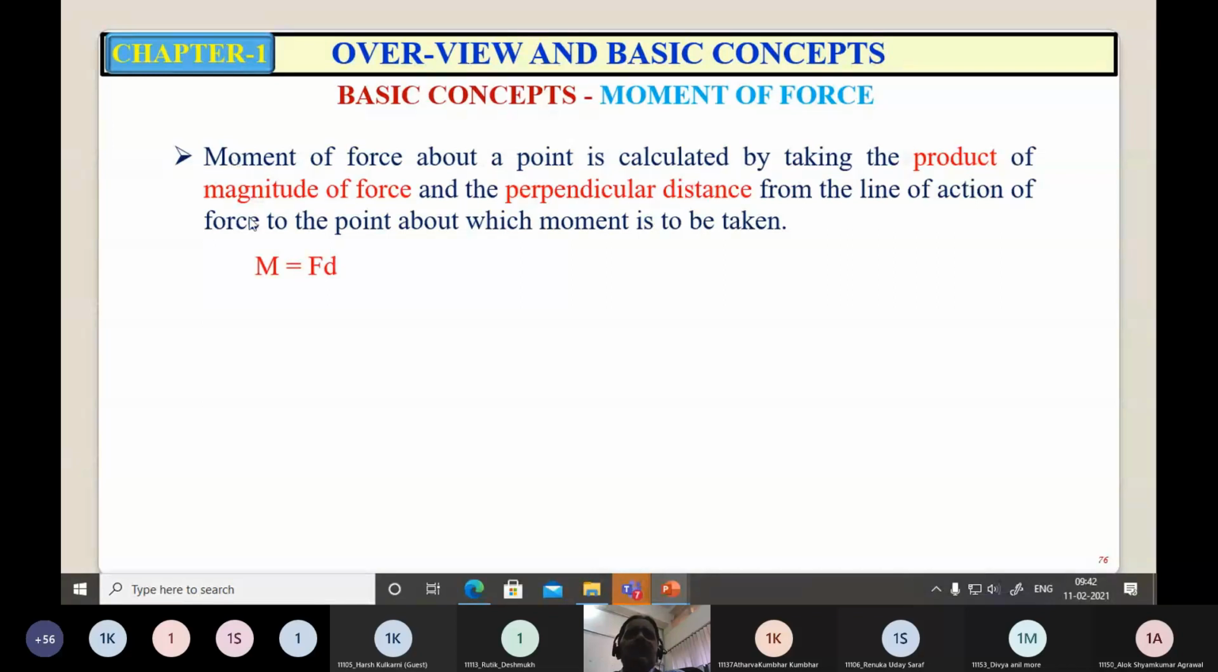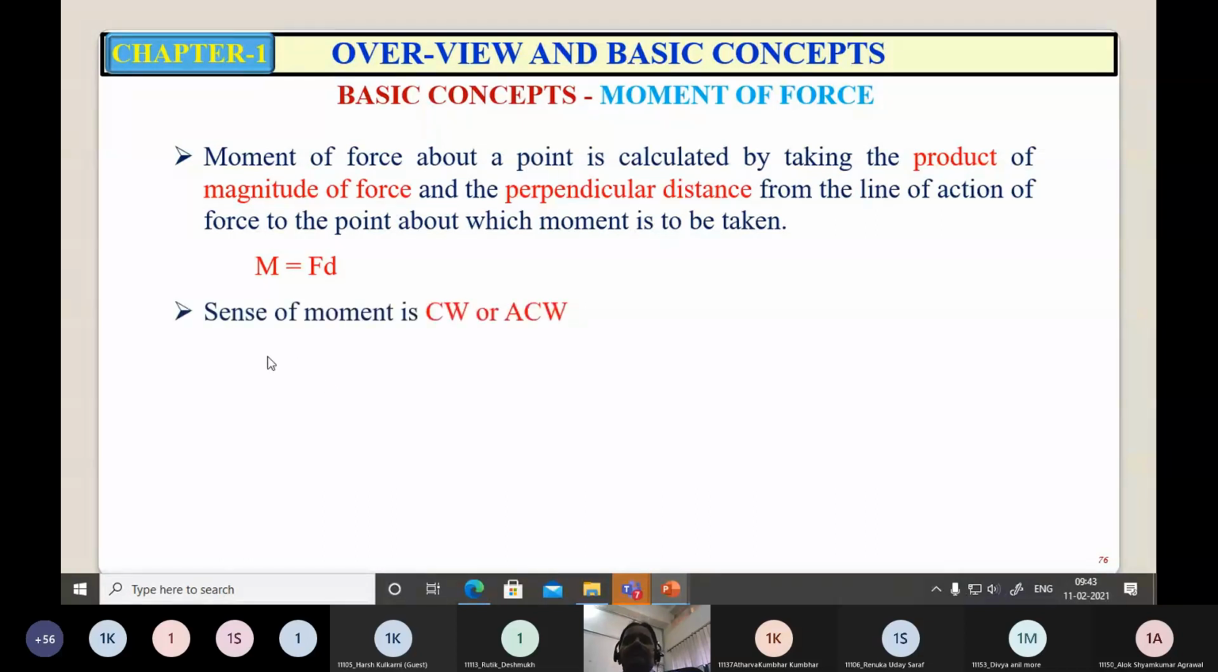So moment of force M is equal to F into D. What is F? Magnitude of force. What is D? D is the perpendicular distance from the line of action of force to the point. It is not simply the distance between the point of application of force and the point about which moment is to be taken. It is the perpendicular distance from the line of action.